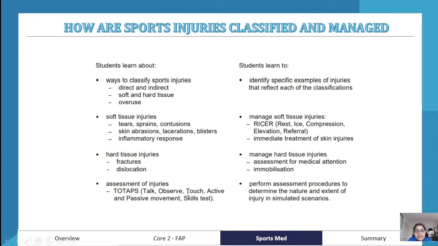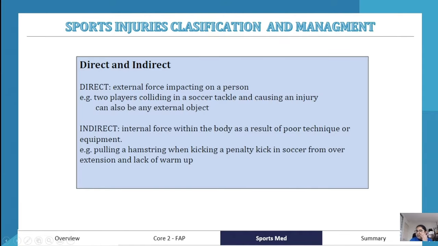Then we'll talk through the assessment of injury, so TOTAPS: talk, observe, touch, active and passive movement, and skill test. And you should be able to tell me what each one is and really talk me through each one. This could easily be a 5-6 marker. We have to explain each one and actually give examples on how you would go about doing each step. And we're going to go through this today. So let us have a look.